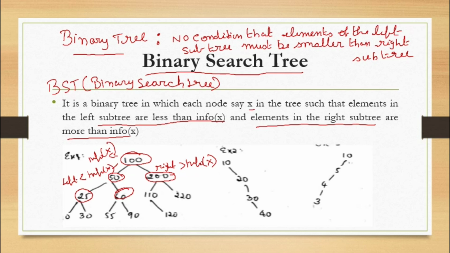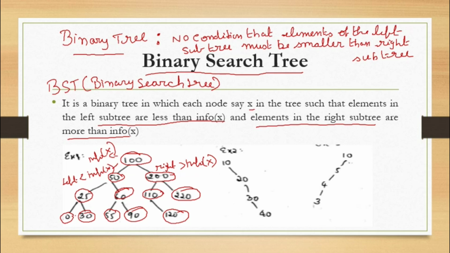Here 55 is lesser than 60, and 90 is greater than 60. 20 is lesser than 25, and 30 is greater than 25. Even 110 is less than 200, and 220 is greater than 200. So everywhere that condition applies. Even 120 is greater than 110, so it is to the right. All the elements greater than info of x come to the right, and lesser elements than info of x come to the left. Similarly, one more example.